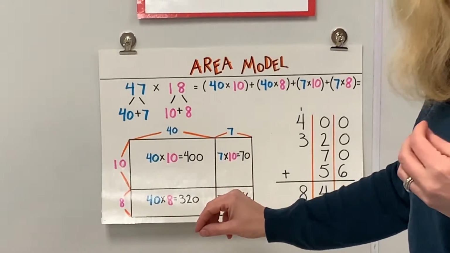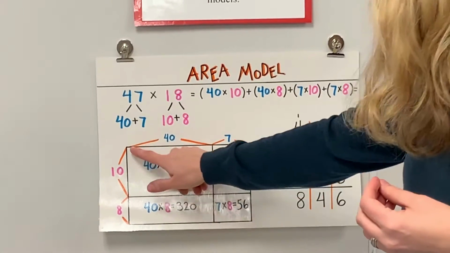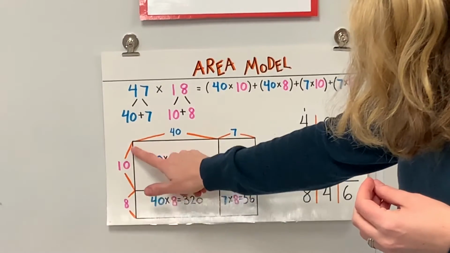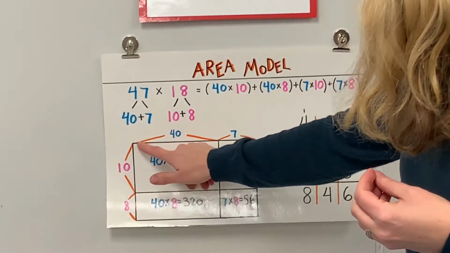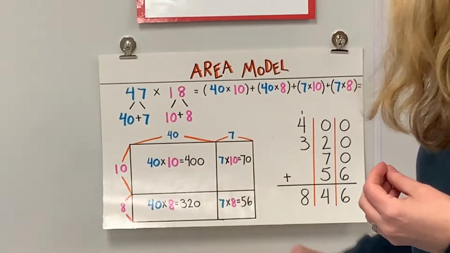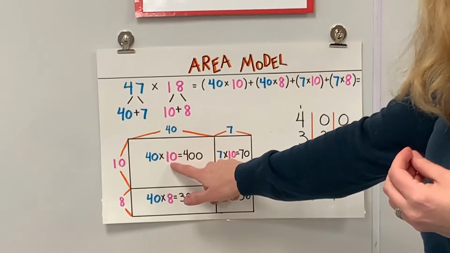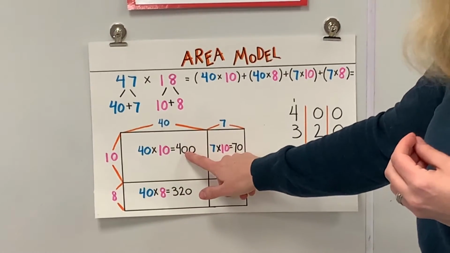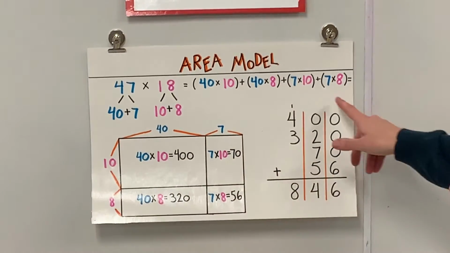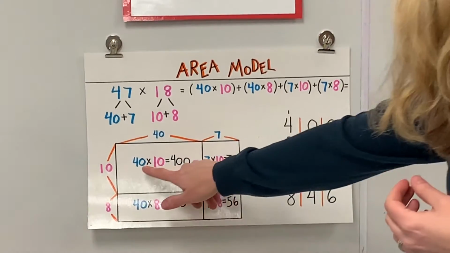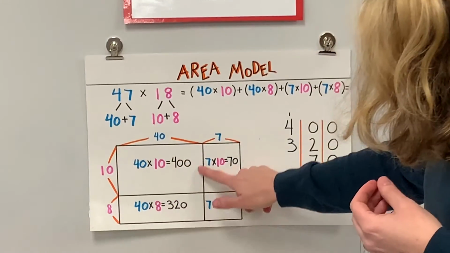So one thing that kids have a challenge of doing is keeping straight what numbers to use. So we try to really teach kids to focus on one rectangle at a time. And that's why it's important to write out the equation and what it equals before we go ahead and try and do the addition piece. So this is 40 times 10. That is the area of this rectangle.